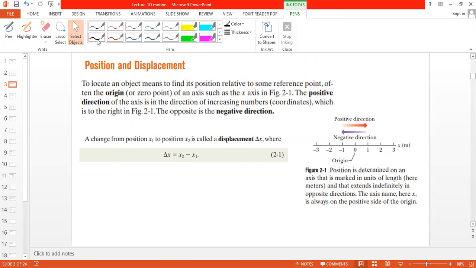Position is the place where an object stays. For example, here you can see a figure, let's say this is the origin. So if an object, Sir, yes.